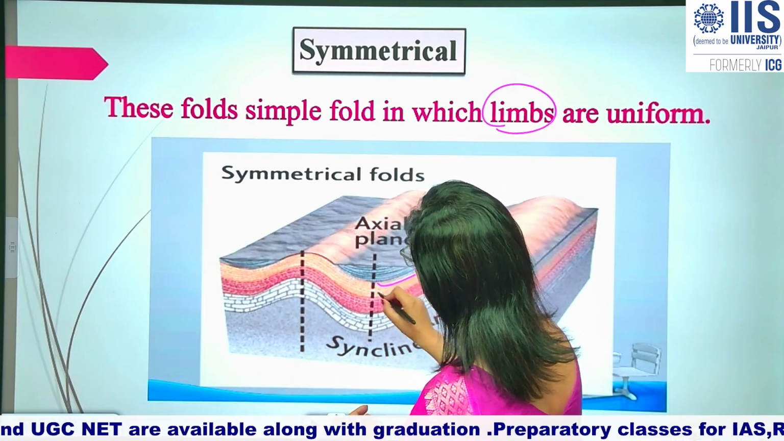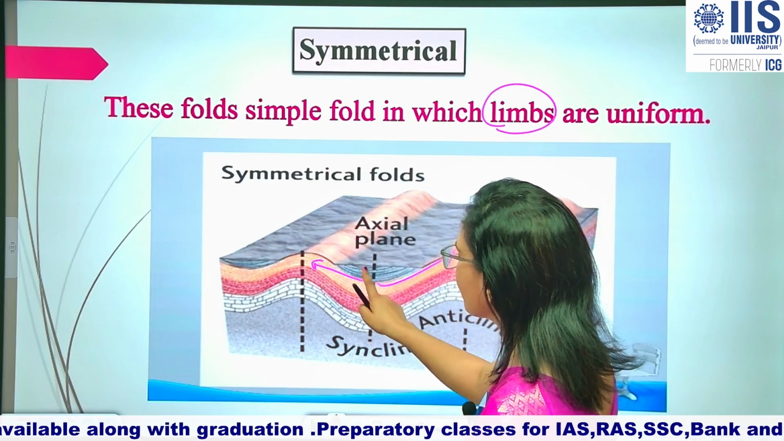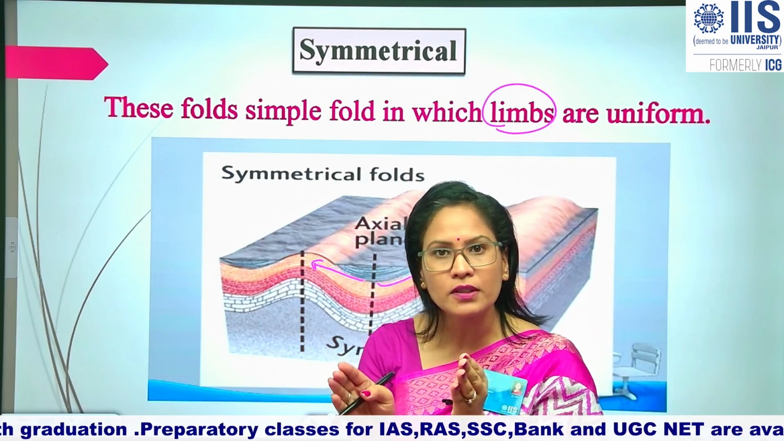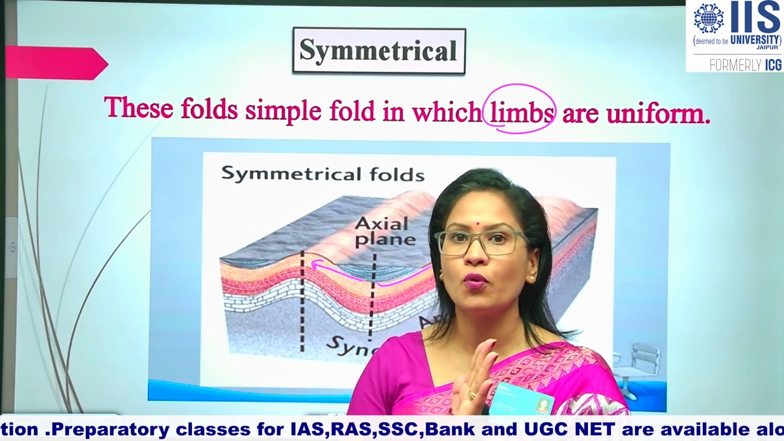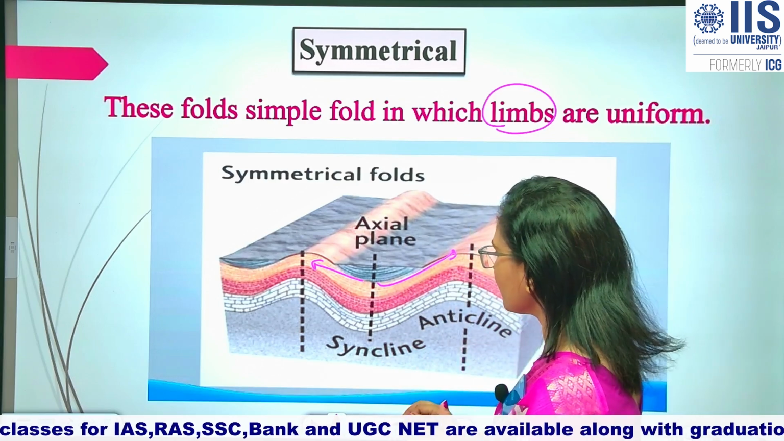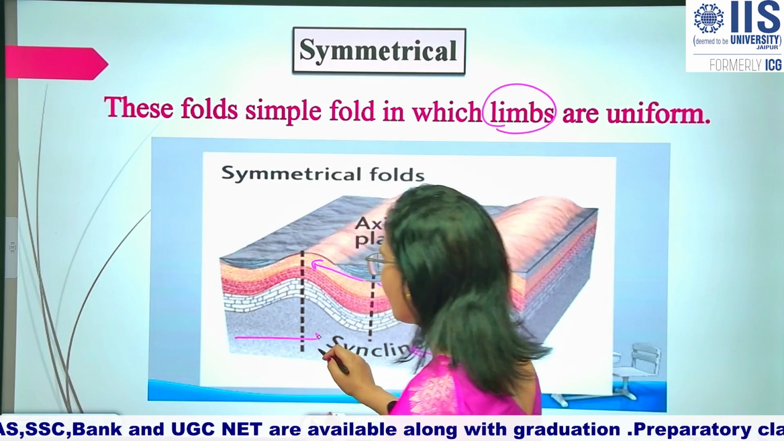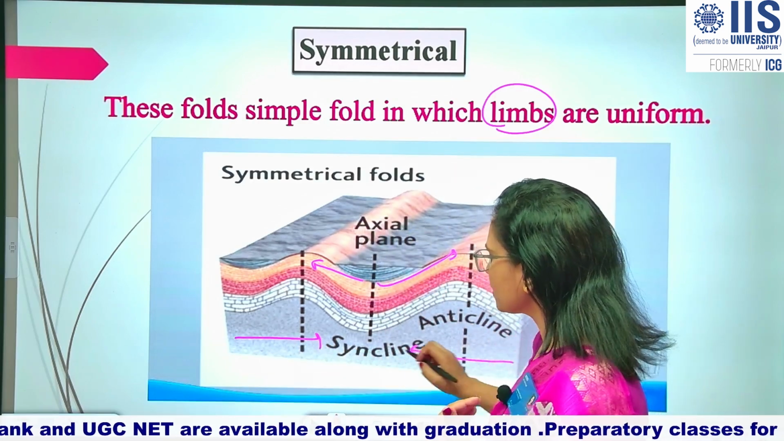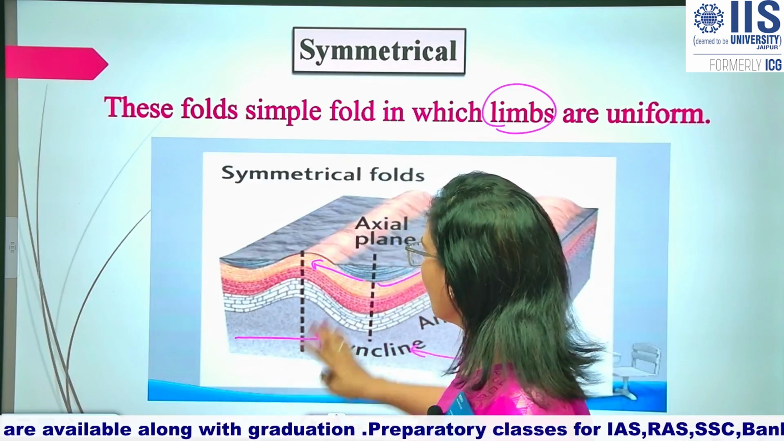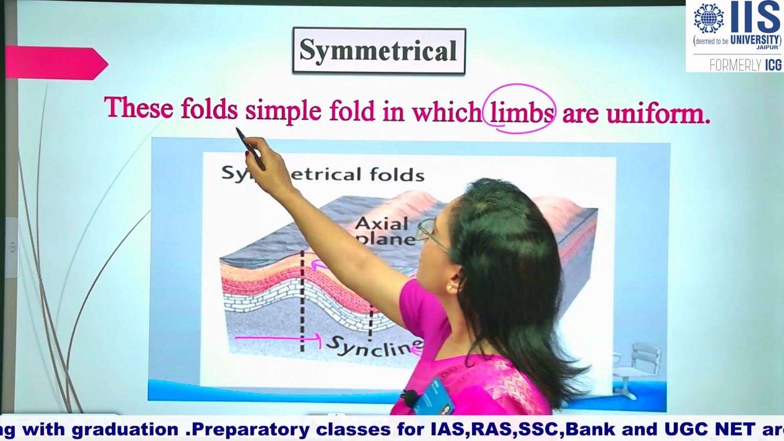These are known as limbs, right? Along with the axial plane, they are bending. If both limbs are symmetrical, equal to each other, then these kinds of folds will be known as symmetrical folds. Why is it happening? Because the force is applied this way. The force from both sides is uniform, or equally applied on the central part of it. Because of that, folds are symmetrical.